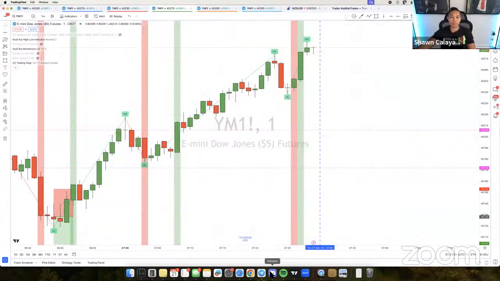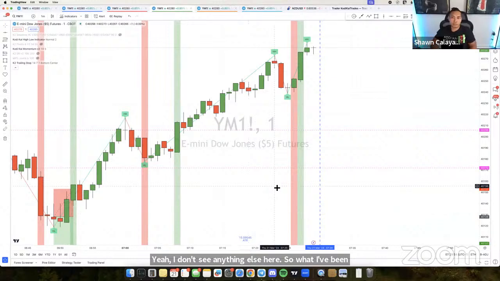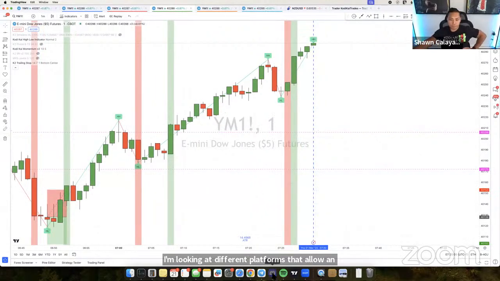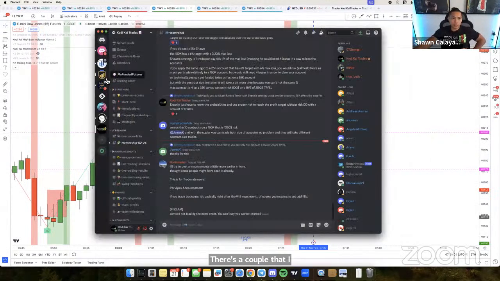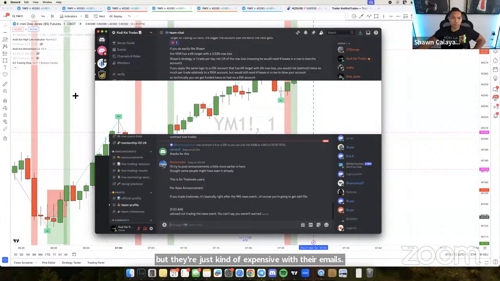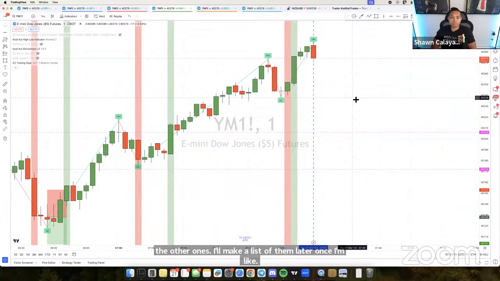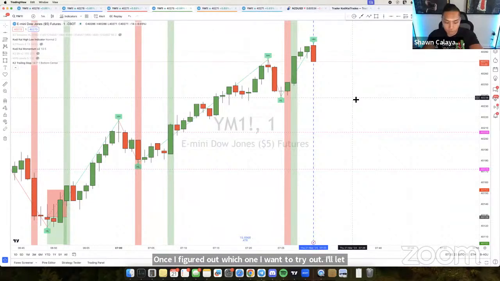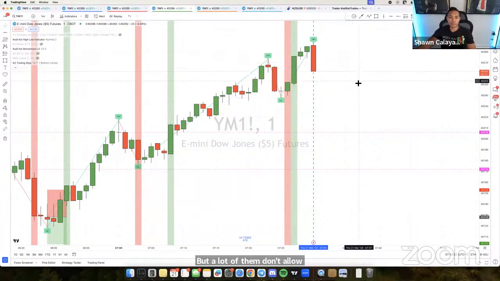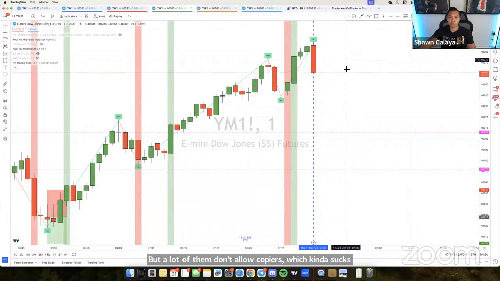So what I've been doing too, guys, is I've been looking at different prop firms that allow NinjaTrader so I can just have my copier on there. There's a couple that I found. There's Funded Next or My Funded Futures, which I think is okay, but they're just kind of expensive with their evals. There's this other one called Blue Sky Pro. And I forget the other ones. I'll make a list of them later once I figure out which one I want to try out, and I'll let you guys know so that you can try them out as well. But a lot of them don't allow copiers, which kind of sucks. I'm just going to do it anyways, even though they don't allow it. I'm going to try to sneak by.